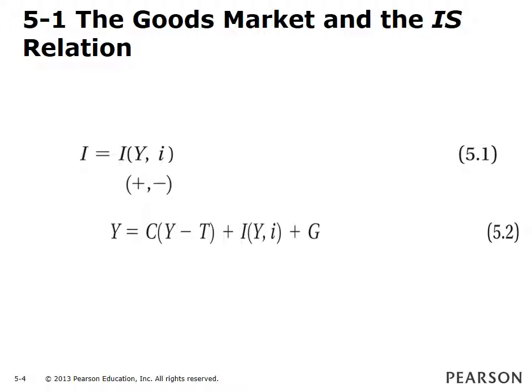Equation 5.2 shows equilibrium in the goods market exists when production, the left side of the equation, is equal to the demand for goods, the right side of the equation, or in other words, Y equals Z. This condition is called the IS relation. Equation 5.2 shows that for a given value of the interest rate, demand is an increasing function of output for two reasons. An increase in output leads to an increase in income, disposable income, and hence consumption. An increase in output also leads to an increase in investment.